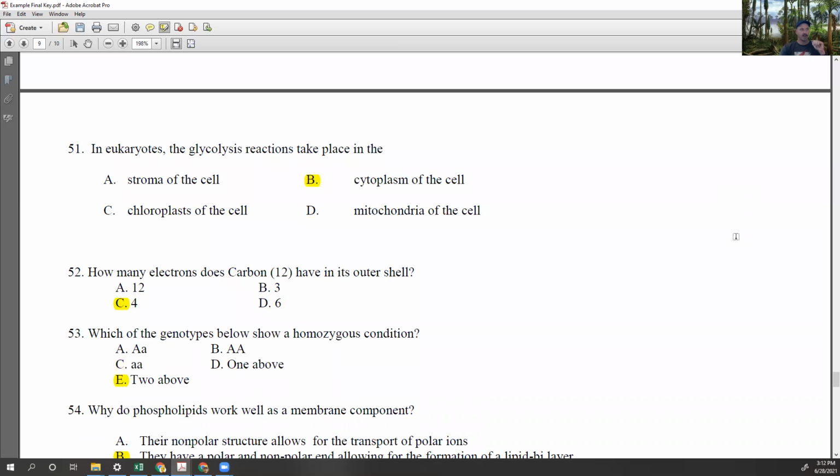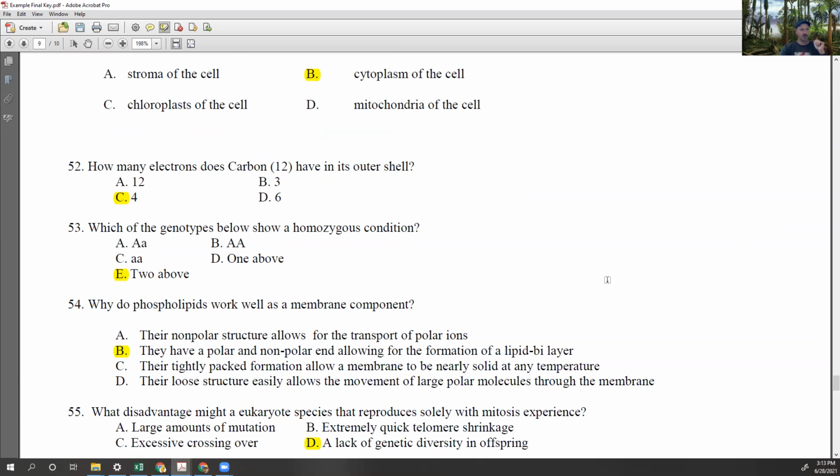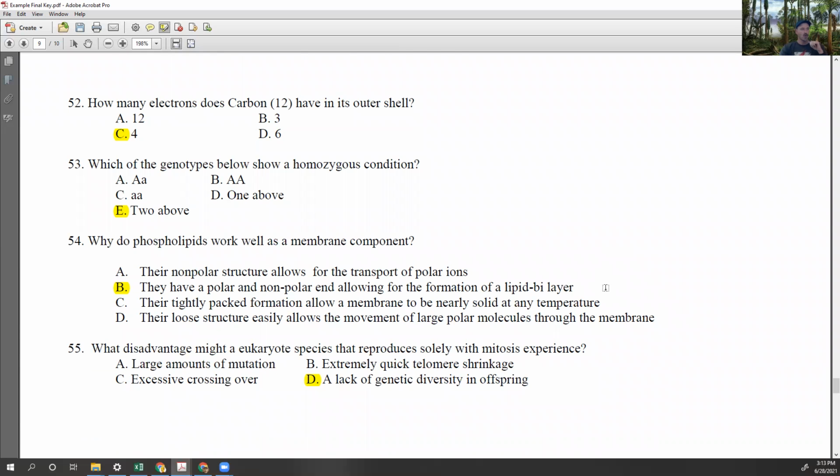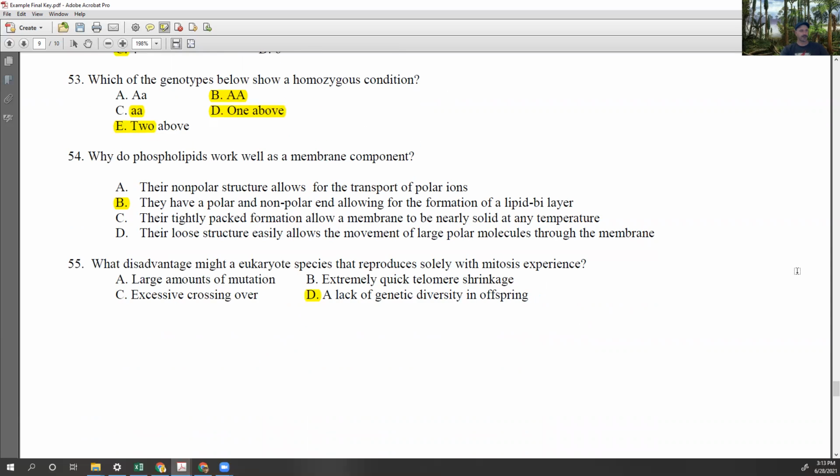51. In eukaryotes, glycolysis reactions take place in the what? B, cytoplasm of the cell. 52. How many electrons does carbon have in its outer shell? The best answer there, 4. 53. Which of the genotypes below show only a homozygous condition? Well, that would be this one and this one. So the answer is 2 above, E.